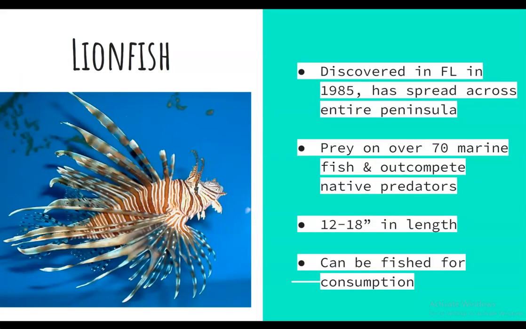Native to the Indo-Pacific, the lionfish was first found in Florida in 1985 and has already spread across the entire peninsula as well as much of the rest of the Atlantic coast and throughout the Gulf of Mexico. They are predatory reef fish that preys on over 70 marine fish, being able to consume prey over half their size. Their populations can reach 200 adults per acre and regularly outcompete native predator fish such as grouper and snapper. One way that has been recommended to combat the growing numbers is through fishing, as they are edible and are starting to become more common in grocery stores and restaurants.